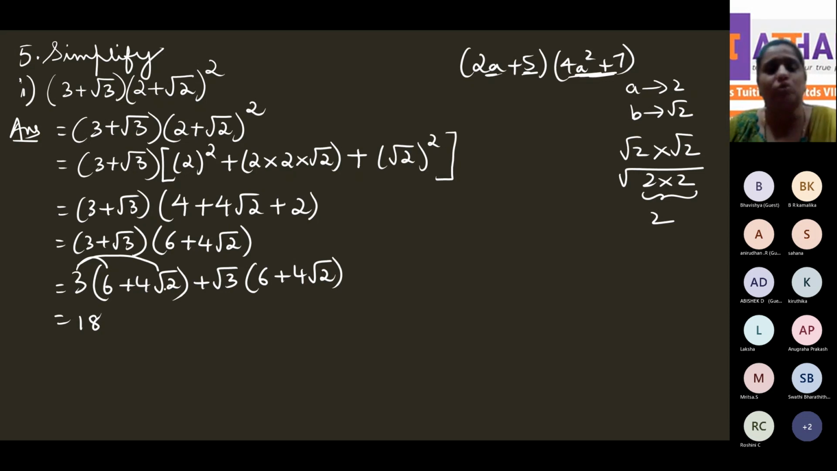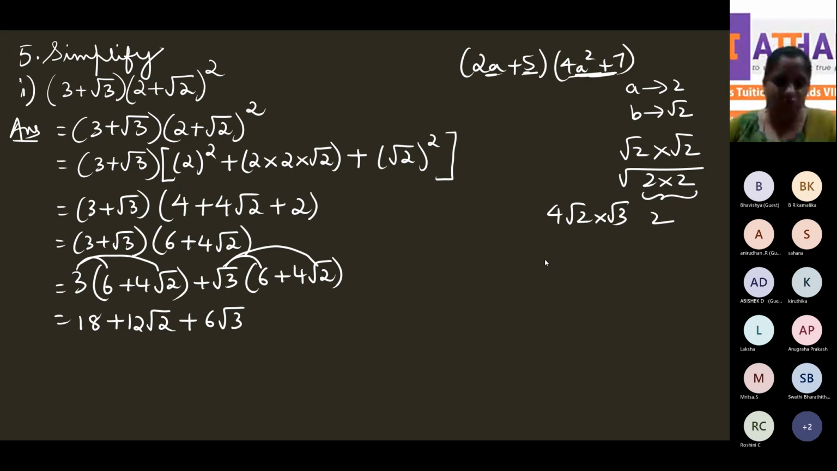So 3 into 4 root 2, 3 4s are 12, 12 root 2. Plus root 3 and 6, you can multiply, 6 root 3. Then 4 root 2 into root 3. So this will be 4 into root 2 into root 3, which is root of 2 into 3. So 4 root 6 plus 4 root 6.